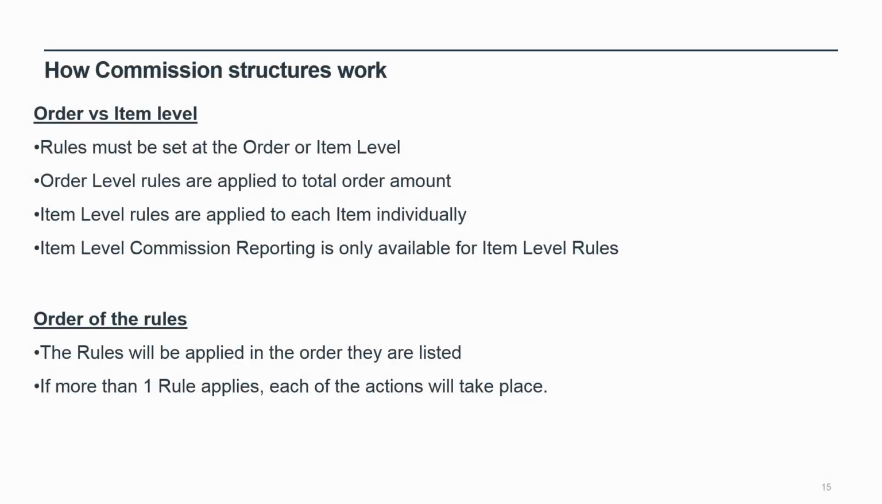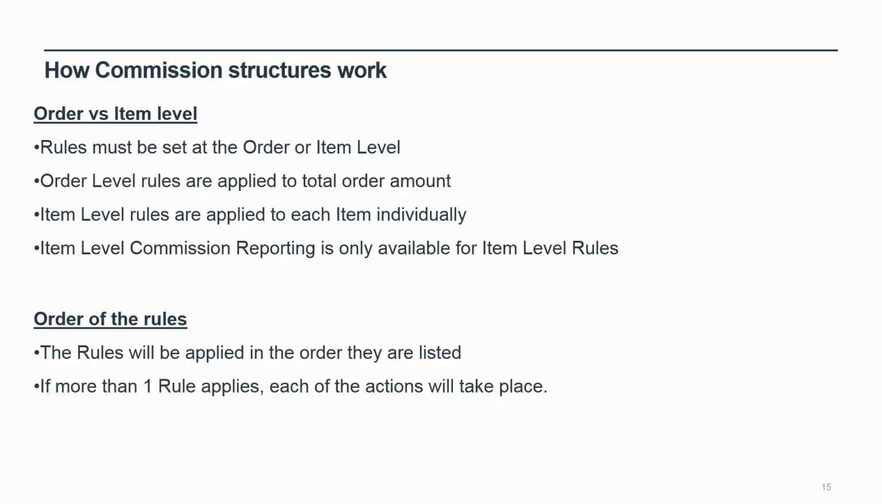Let's review order level versus item level. All rules must be set up on either the order or item level. Order level rules will be applied to the total order amount, whereas item level rules are applied to each item individually. Remember that item level commission reporting is only available for item level rules.